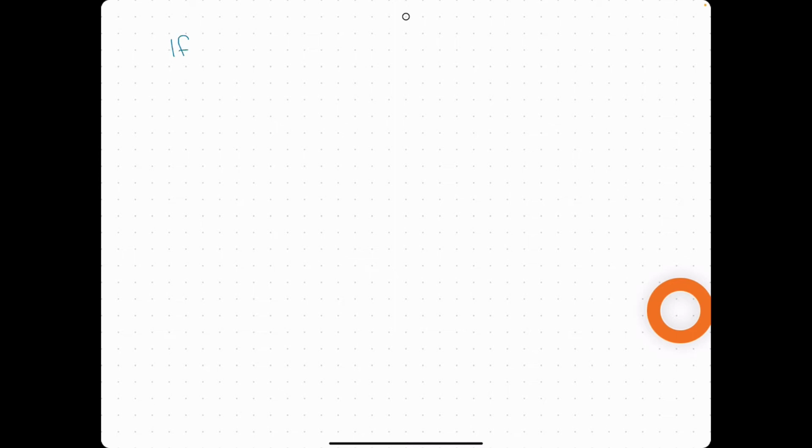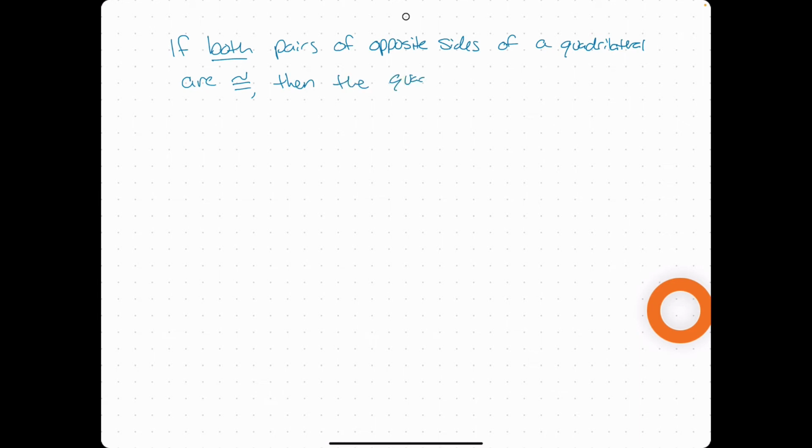So if both pairs, now we're talking both pairs of opposite sides of a quadrilateral are congruent, then the quadrilateral is a parallelogram.